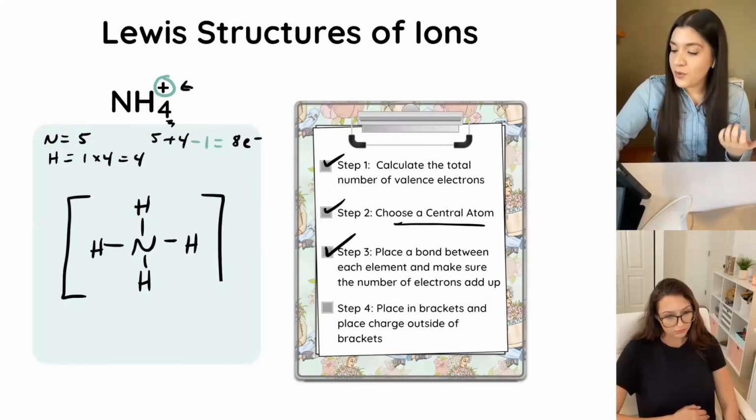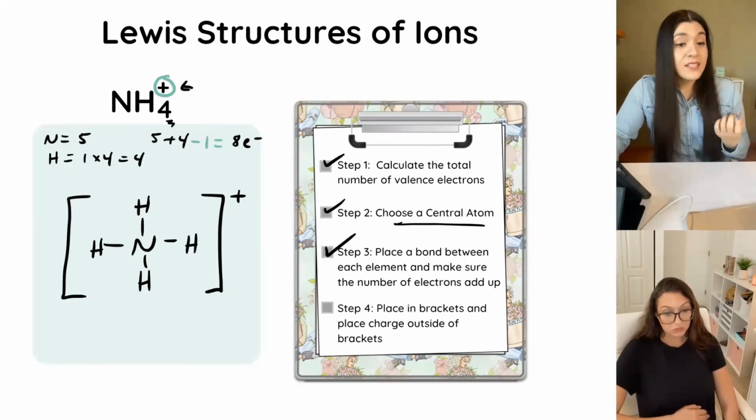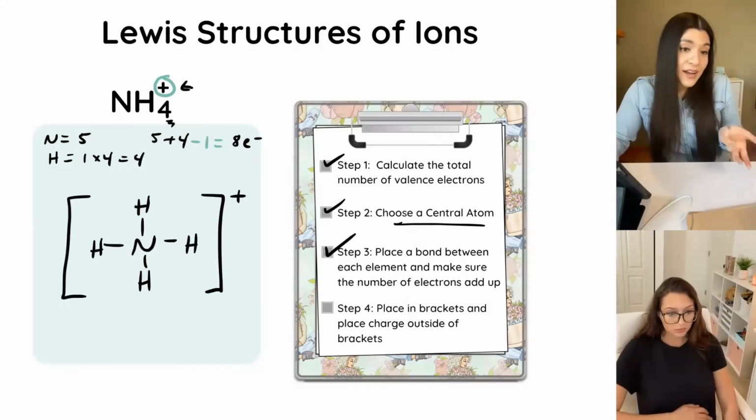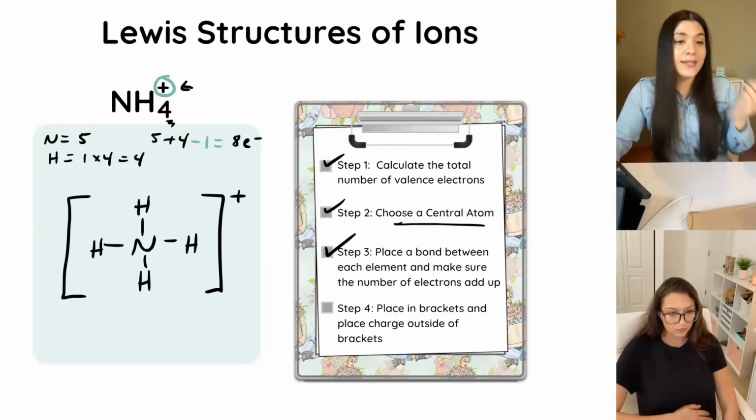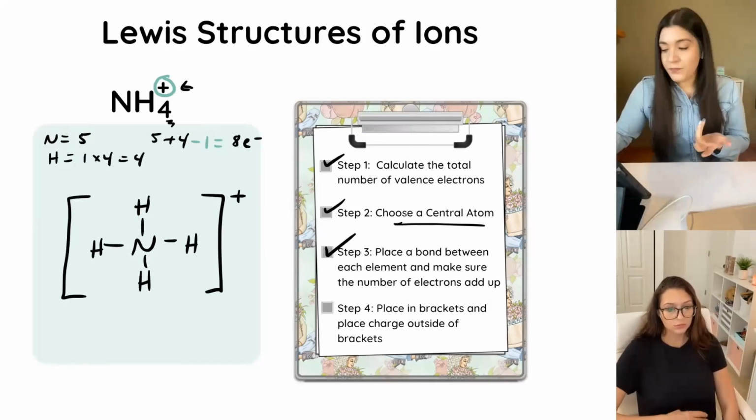The last thing, so the only difference now is that we have to actually place the entire structure in brackets and place the charge on top. This is whenever it's a charged species or an ion, essentially. Whenever this is an ion, you have to put the Lewis structure in brackets and put the charge on the outside. It would be marked wrong if you didn't. Okay.